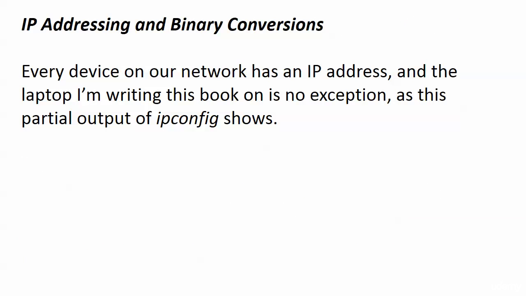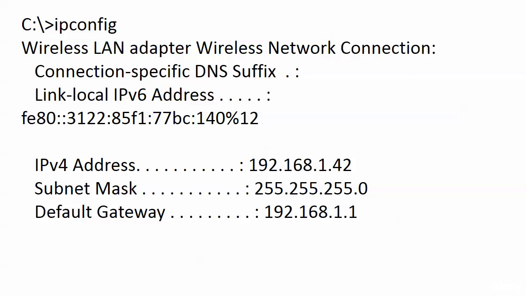First, we're going to tackle these IP addresses and binary conversions, because every device on our network is going to have an IP address. The laptop I'm recording this on is no exception, just as this partial output of ipconfig shows. And ipconfig, of course, is a PC command. It's a Microsoft command, not a Cisco command. But you can see we've got something there called a link local IP version 6 address.